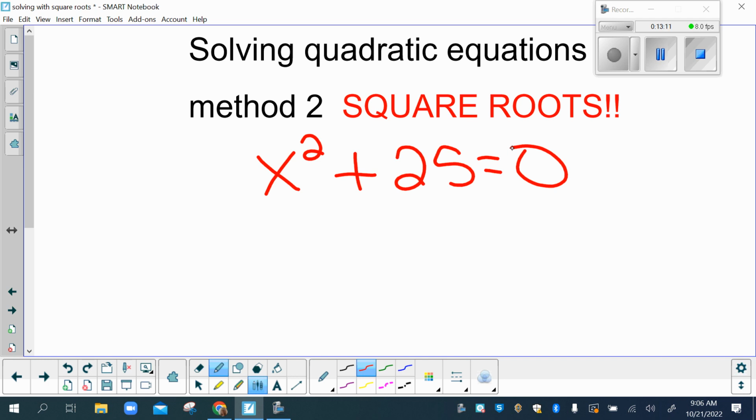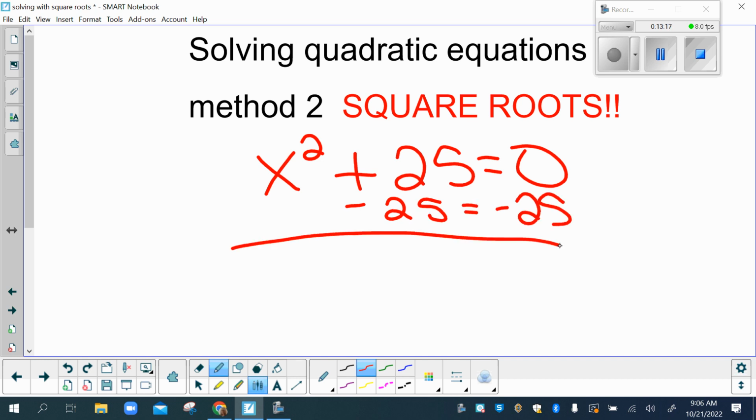Here's what's going to happen. I'm going to move this guy over, right? I'm going to move him over. And here's what I've got. I'm going to have x squared equals negative 25.